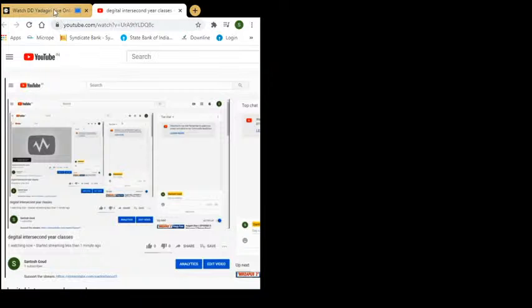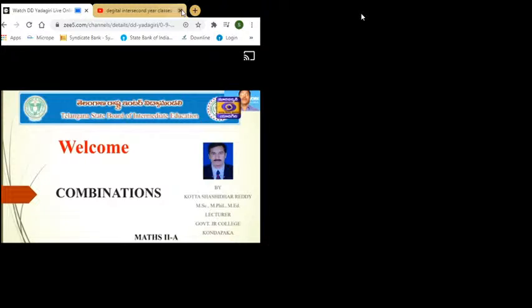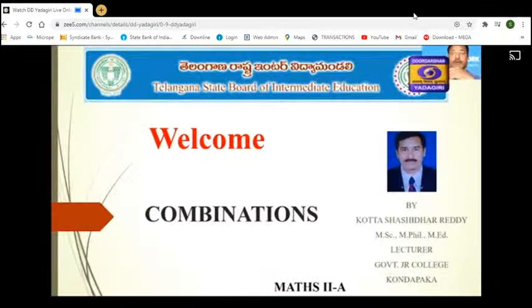Hello everyone. In the previous class, we have discussed some concepts of combinations, like the definition of combination and the formula to find the number of combinations from n distinct elements by taking r elements at a time. That is nCr and its value. nCr is equal to n factorial by (n minus r) factorial into r factorial, and so on.